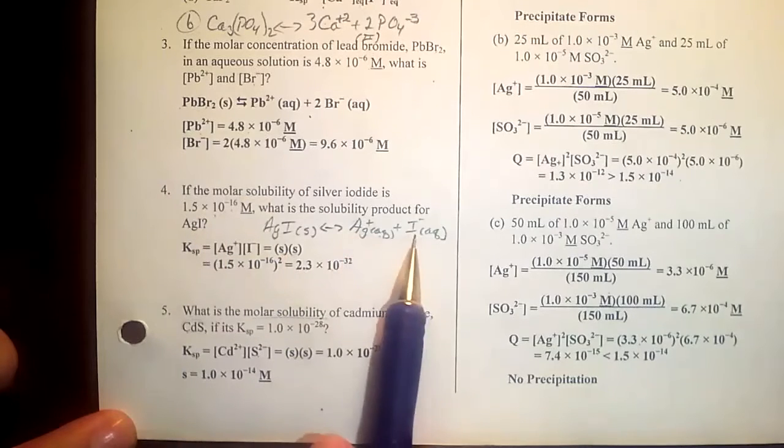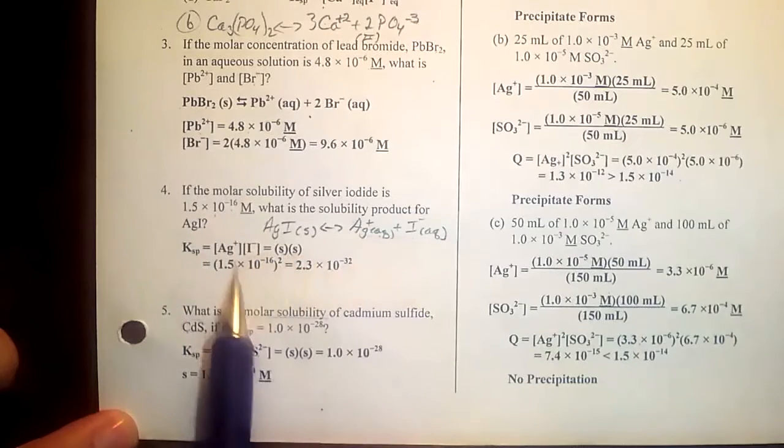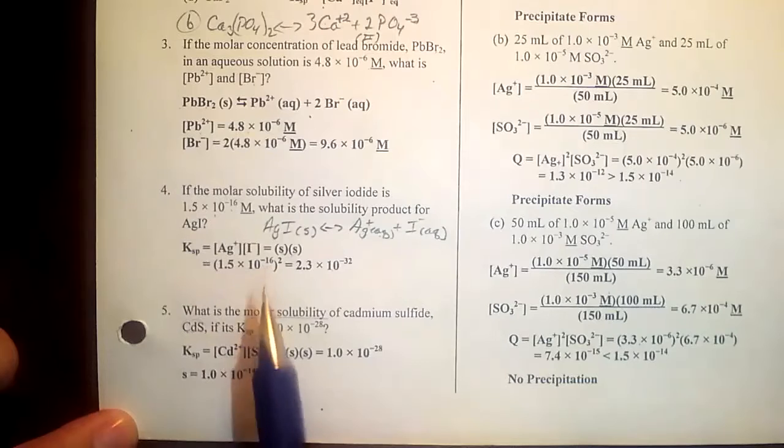Well, they told you that the value of S is that. You're going to get one of these and one of those. So the value of S is going to be that. You're going to get the same number for each one. And so K will be this number squared.